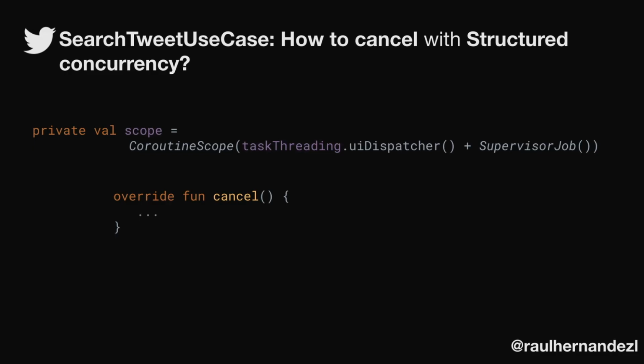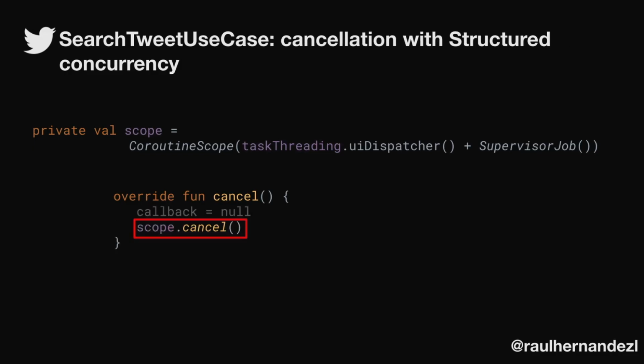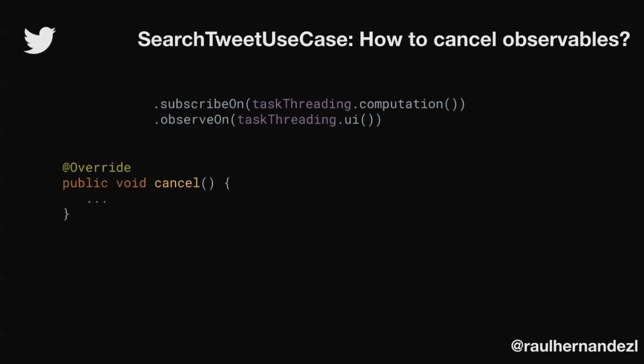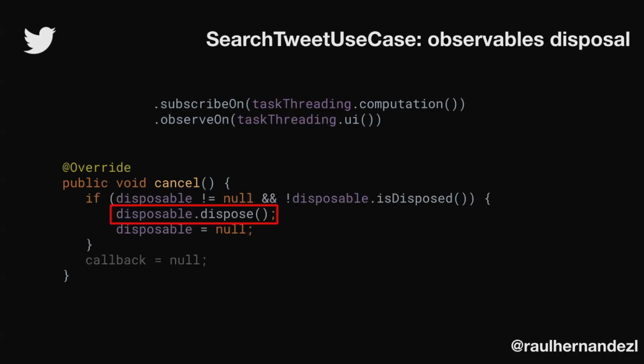And then if we want to cancel this with structured concurrency in place, we use scope.cancel, that's all. Obviously, we'll make sure that the callback is null just to avoid memory leaks. And then if we need to do the same with RxJava, we'll need the subscribeOn and observeOn, subscribeOn in the computation, observeOn in the UI, and then the cancellation. We'll cancel the disposable, we check if it's not disposed, we'll nullify that, again the callback nullified, so it's very similar to the previous approach.